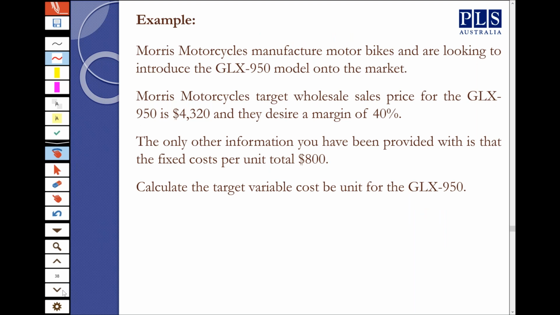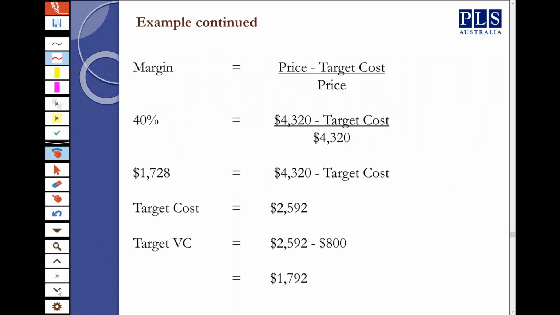And this is the sort of thing you'll get in the online assessment, where we've got Morris Motorcycles manufacturing motorbikes. They have a target wholesale price for their GLX 950 is 4,320. They desire a margin of 40%. The only other information you have been provided with is that fixed cost per unit total 800. Calculate the target variable cost. Now, first observation, note how I've given you margin, not markup. So you know margin is your price less your costs over your price.